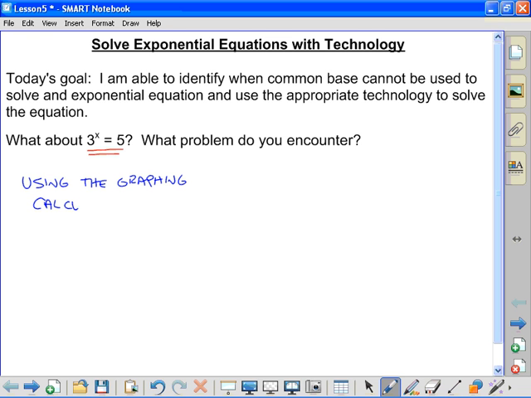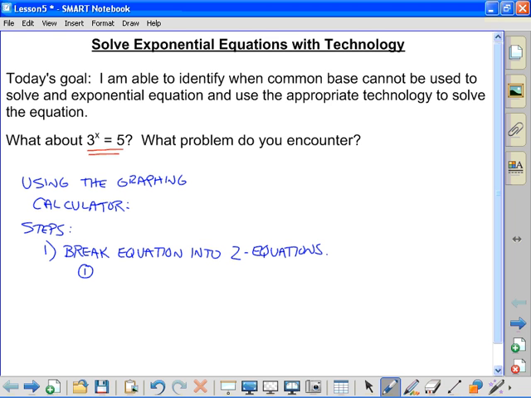here are our steps. And so, I can put that underneath here. Steps. Step 1. We're going to break this equation into 2 separate equations. So break equation into 2 equations. So what's that look like? It looks like this. The first equation will be y equals 3 to the exponent x. The second equation will be y equals 5.